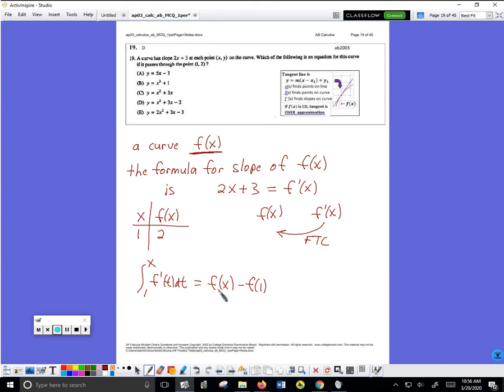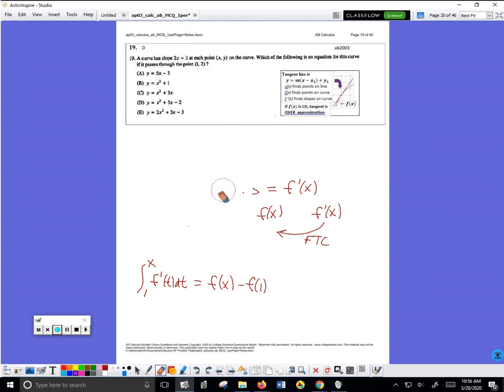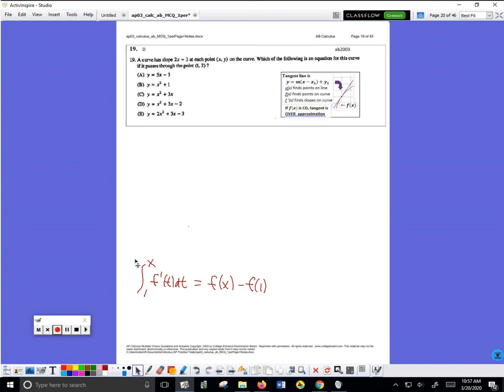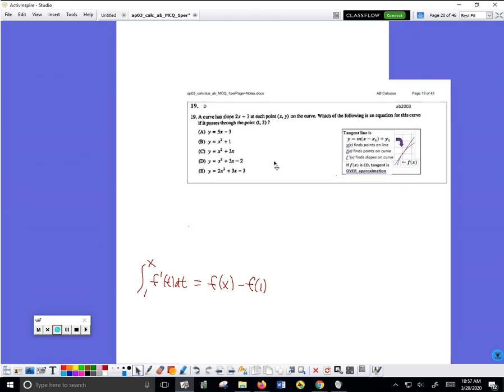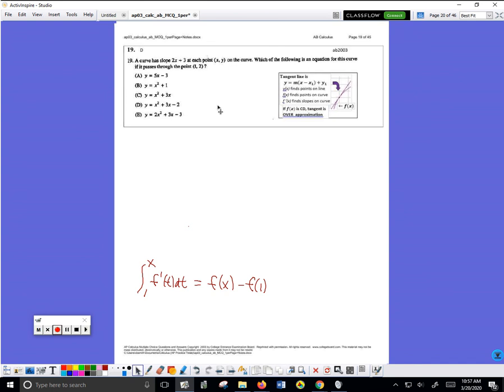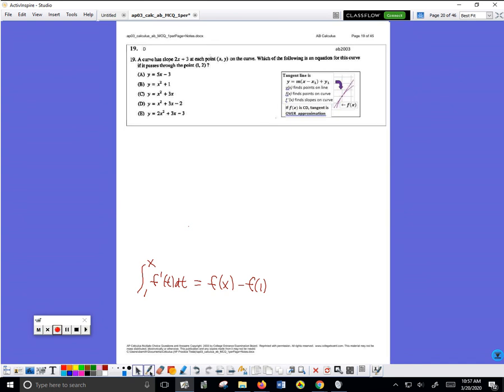Rearranging, I need more space here, so we're going to copy this page and then do it again. So I'll erase this. Move this up. Oops, that didn't work. So we'll just rewrite it.